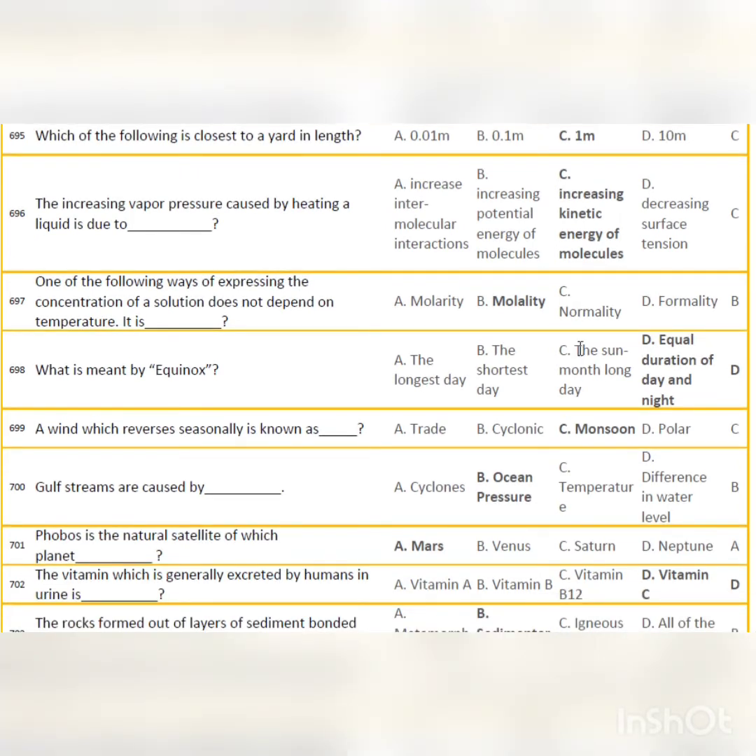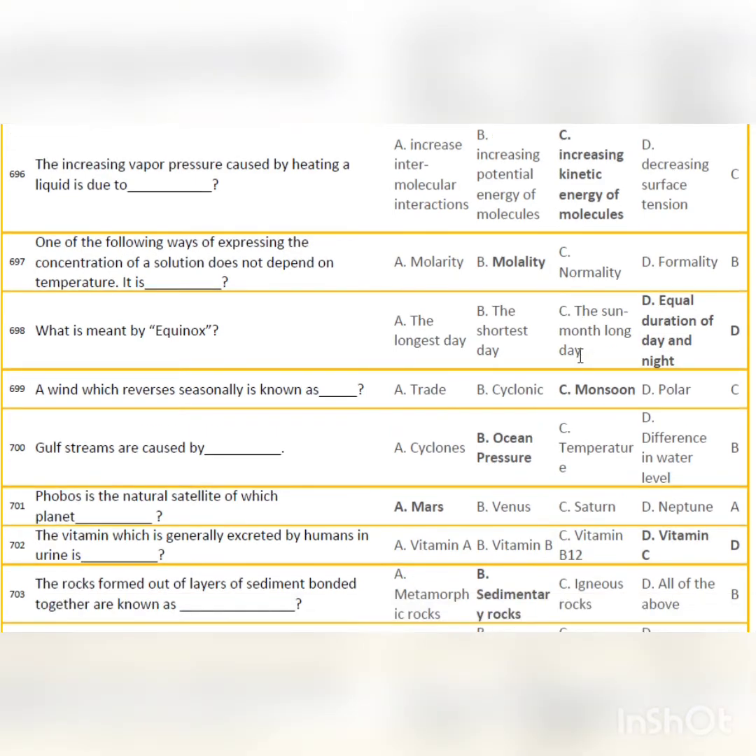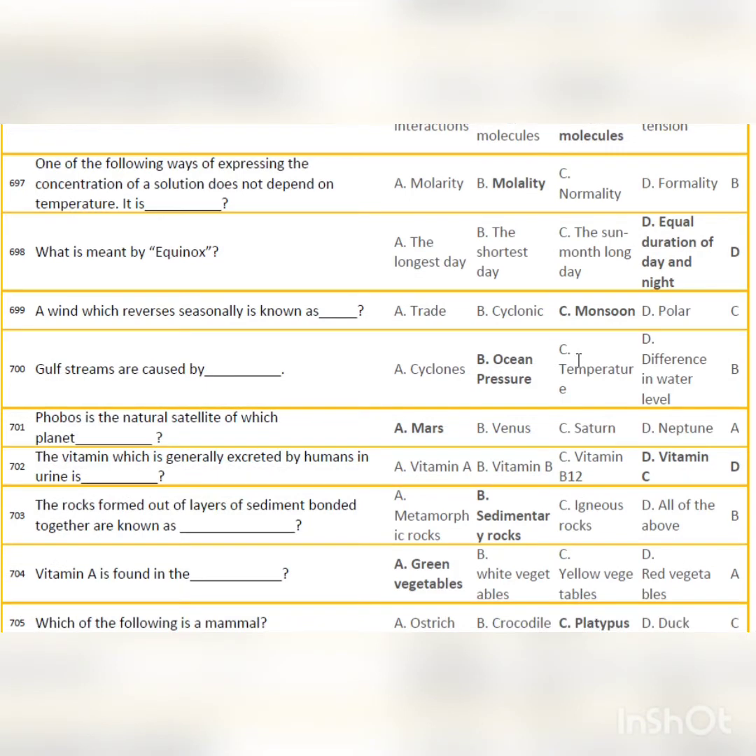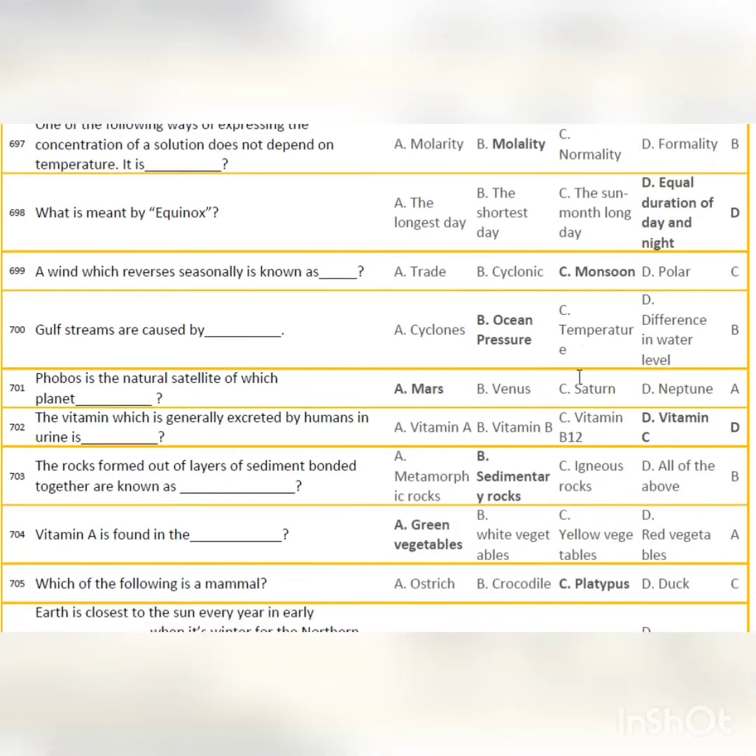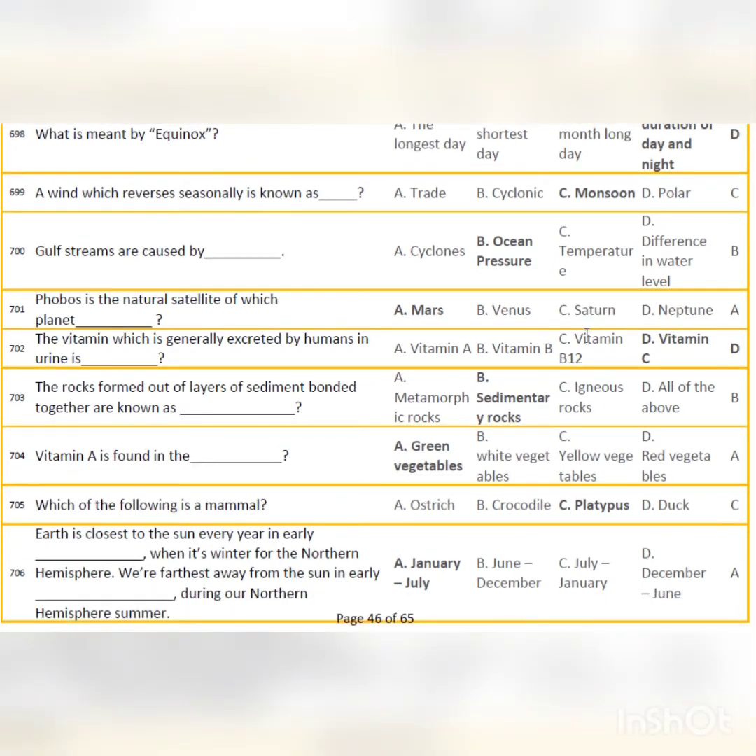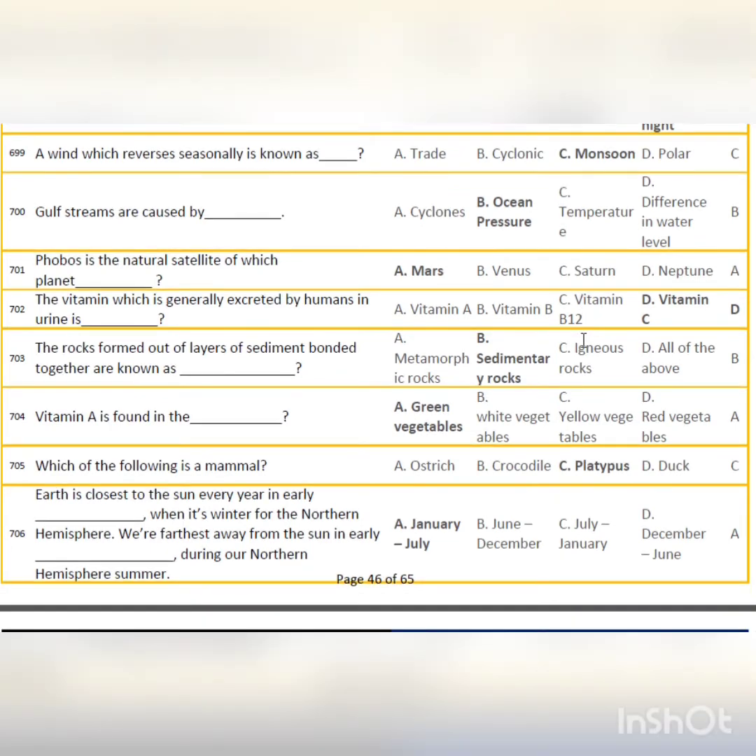The main constituent of biogas is dash. A. Methane, B. Hydrogen, C. Oxygen, D. Carbon dioxide. Answer is A. Methane.